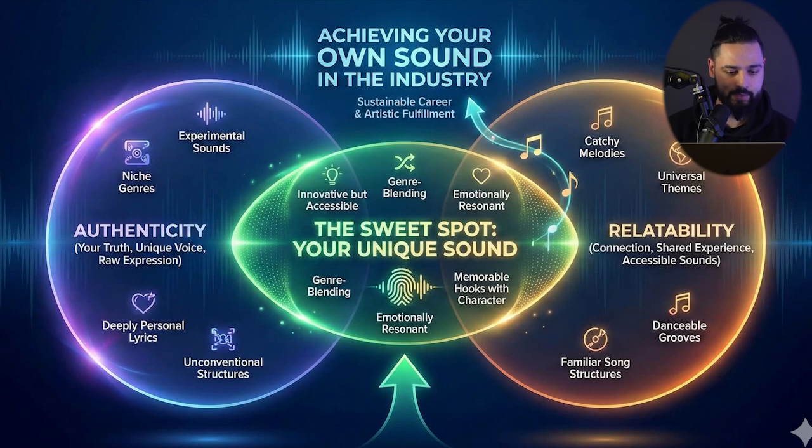So with authenticity, we have experimental sounds. Maybe you can do a catchy melody with an experimental sound, for example. You have niche genres, like little tiny genres, weird labels, niche labels and movements that you connect with and that feel authentic or resonate with you. Deeply personal lyrics, again, this could be in any genre. You can write lyrics that are really personal to you and evoke emotions for you, and then you have injected your own soul into that track. Unconventional structure is a bit risky, but that's another one you can use. Inside authenticity, we have your truth, unique voice, and raw expression.